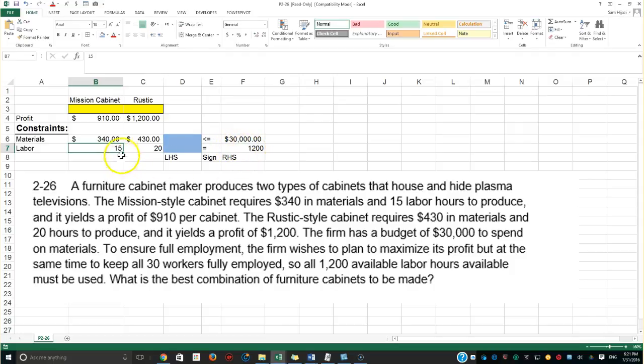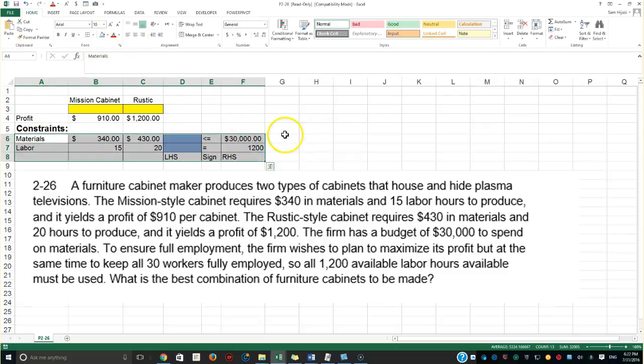The 1,200 hours. But notice that this is going to be 15 hours to produce one of the Mission cabinets and 20 hours to produce one of the Rustic. Clearly, we could take trial and error. Let me go ahead and also do this to make it more readable and a little bit better. This is the profit.